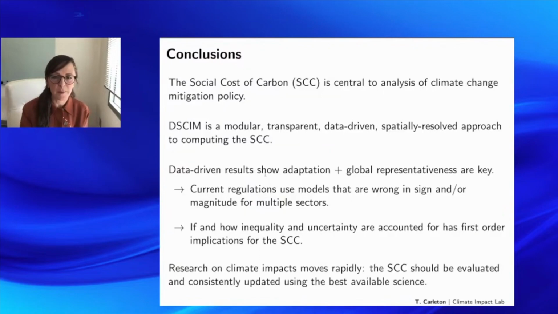So I'll just briefly wrap up by saying, hopefully Max and I have both convinced you that the SCC is important for thinking about mitigation policy, but also what we've built with DSEM helps us think about adaptation policy as well. We think that showing how inequality and uncertainty matter here for the SCC becomes really important for policy conversations going forward as the SCC gets used more and more in a broader set of decision making.